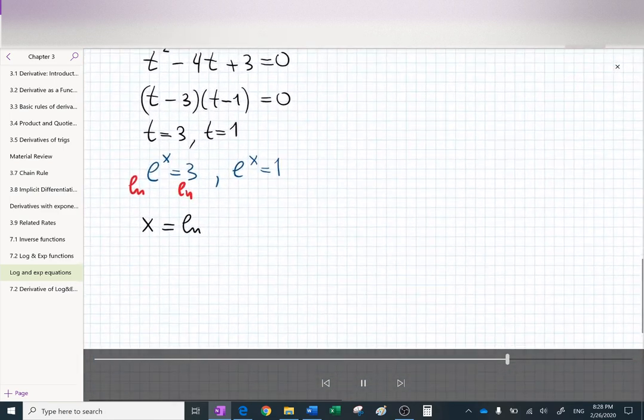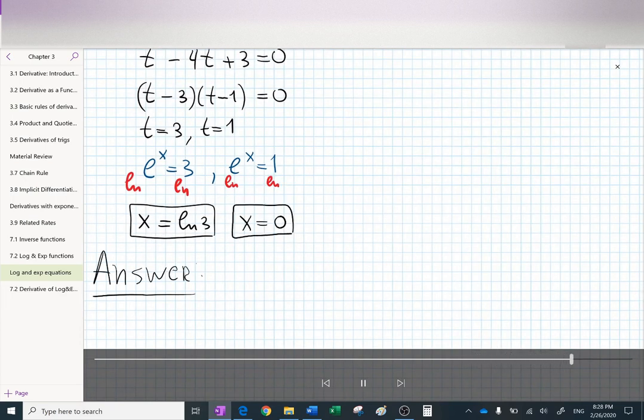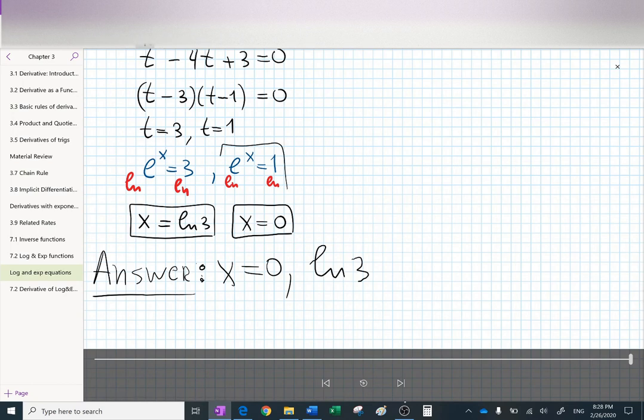Now you use one of the steps where you apply log for both sides, which gives you x equals ln 3 and x equals 0. So you have two answers, ln 3 and x equals 0. For the second part, I wanted to mention, you don't have to actually use log for both sides. You can just logically ask yourself, e to the what power gives you 1, e to the 0 gives you 1, so the solution is 0.